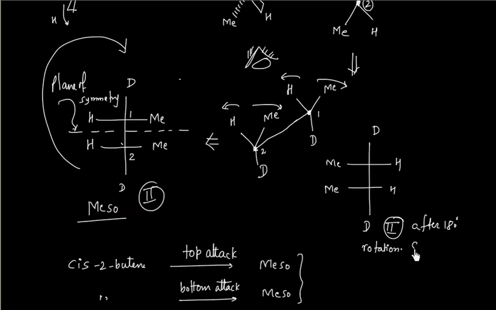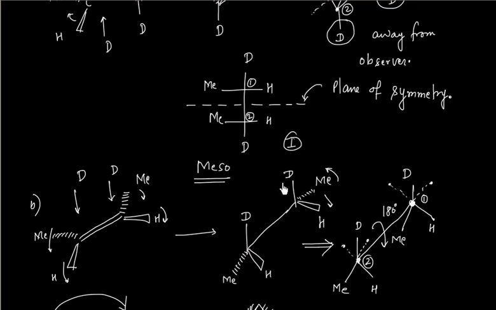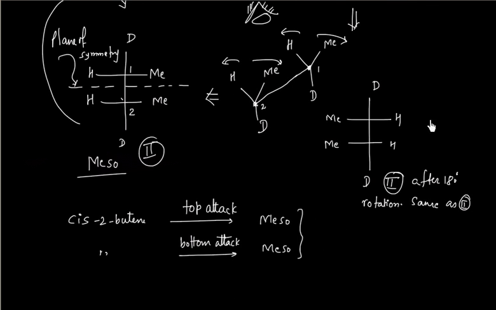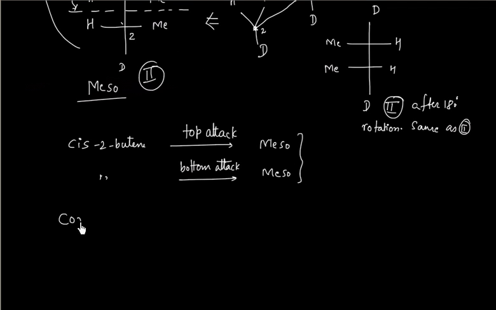That is same as 2, because 180 degree rotation does not change the compound. If I rotate the Fischer projection formula by 180 degrees in the plane, the compound remains the same. So this one and this one are the same, that is 1, and the rotated 2, that is same as 2, is the same. So compound 1 and compound 2 are the same.